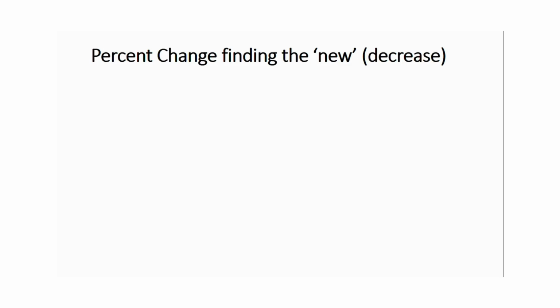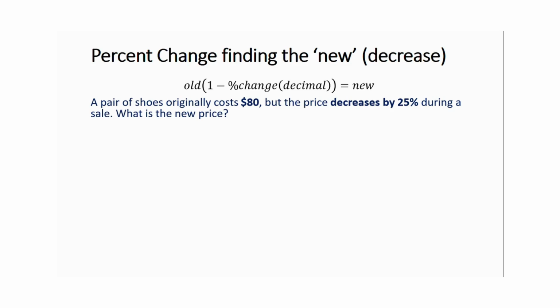Now, what about when it's a percent decrease? Everything's the same, except it's not 1 plus the percent increase, it's 1 minus the percent decrease. So a pair of shoes originally cost $80, but the price decreases by 25% during the sale. What is the new price?